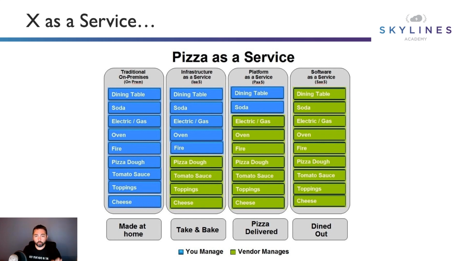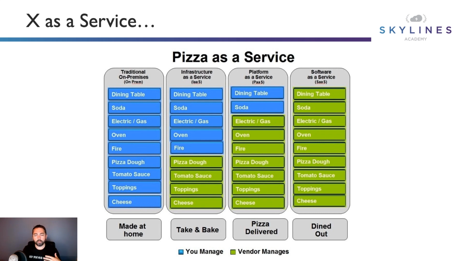Your traditional on-premises, you could think of this like making a pizza at home, right? You've got to get the cheese, the toppings, the tomato sauce, pizza dough, you got to get the fire going or the oven going, electric, gas you're responsible for, the soda, the Coke, whatever you're going to provide there, and you got to have a dining room table or table of some sort for people to serve it on, and so that's kind of like the traditional model, right?